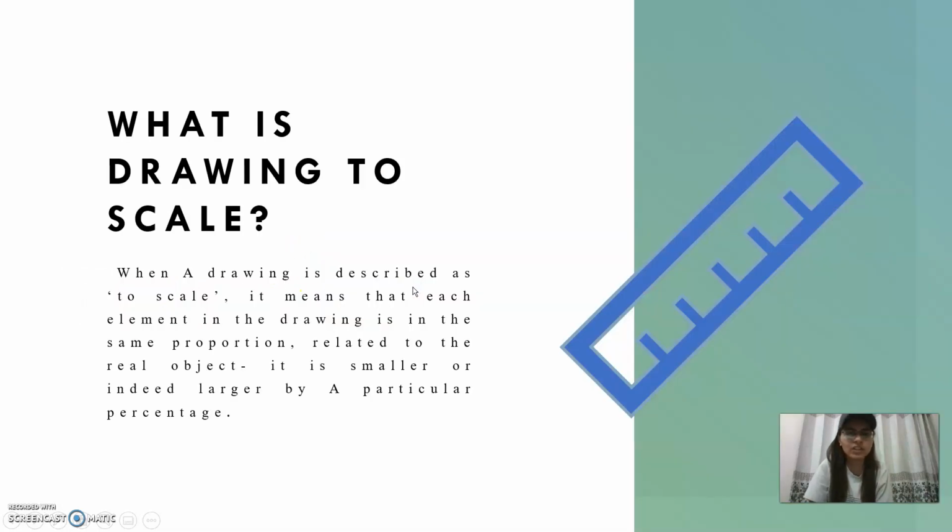So the first question which arises is, what is drawing to scale? It is when a drawing is described as to scale. It means that each element in the drawing is in the same proportion related to the real object. It is smaller or indeed larger by a particular percentage, and there are different types of questions in drawing to scale. First one is metric and the other one is empirical.